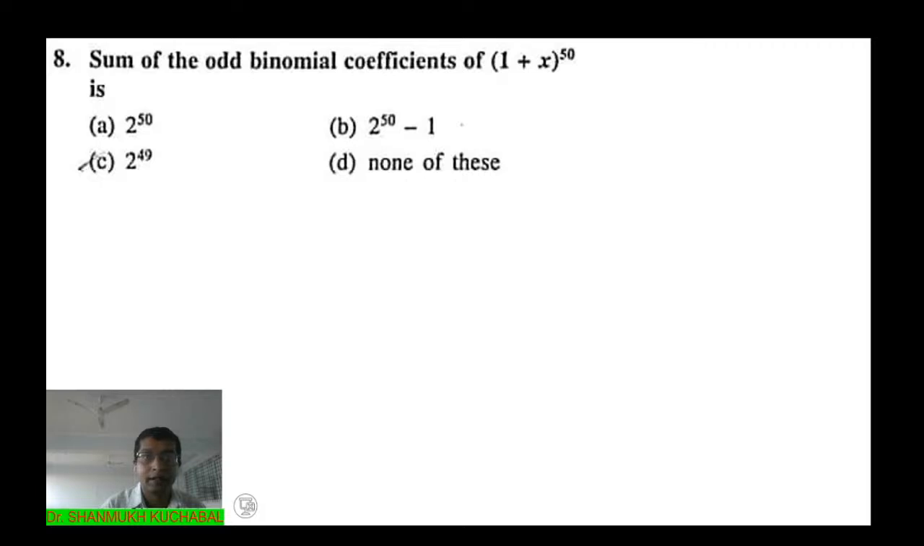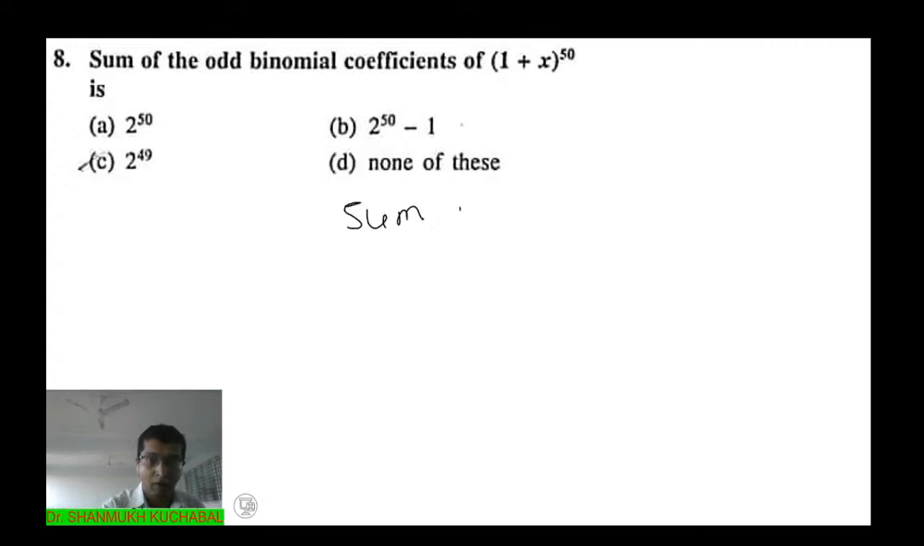Sum of the odd binomial coefficients of (1 + x) raised to 50 is. So odd binomials means 1, 3, 5, 7. All of these are odd binomials. So then we will define it.